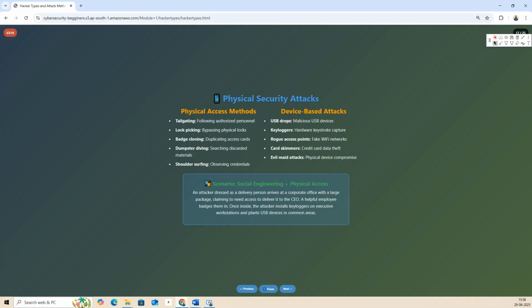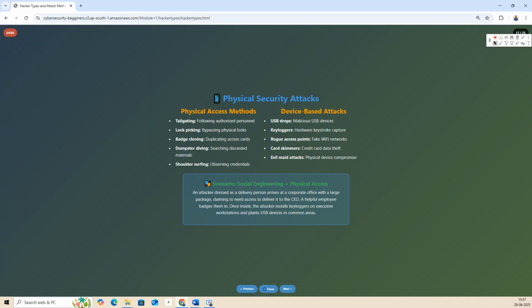Tailgating is following authorized personnel through secure doors. It's surprisingly effective because people are naturally polite and helpful. Lockpicking and badge cloning give attackers direct access to restricted areas. Dumpster diving reveals sensitive information in discarded documents. Shoulder surfing lets them observe passwords and access codes.